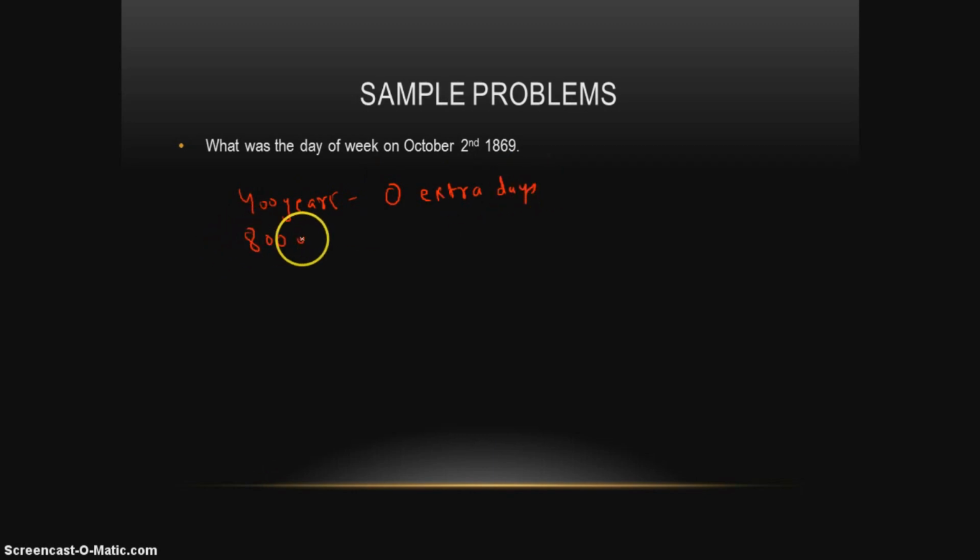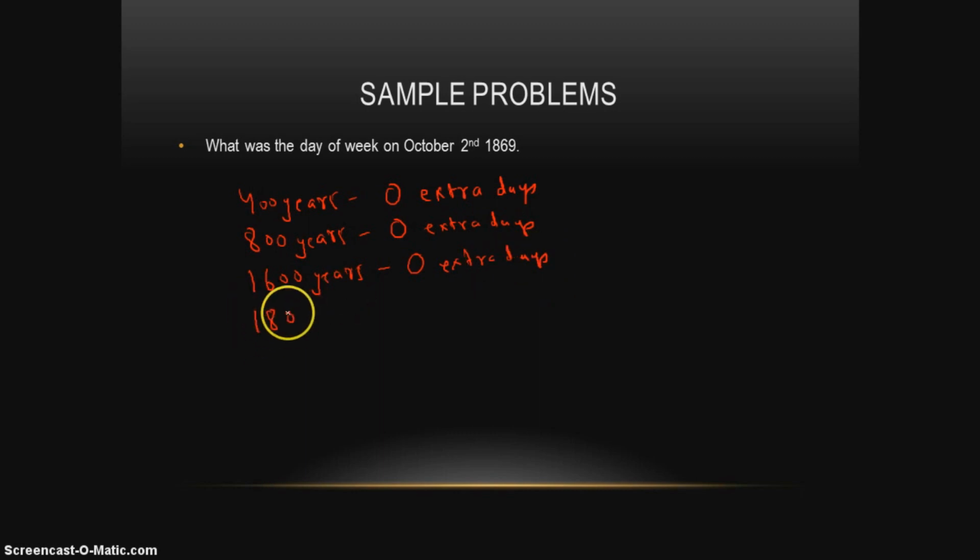So 800 years also same thing, 0 extra days. Similarly for 1600 years as well, because 1600 is a multiple of 400. So till 1600 years, 0 extra days.